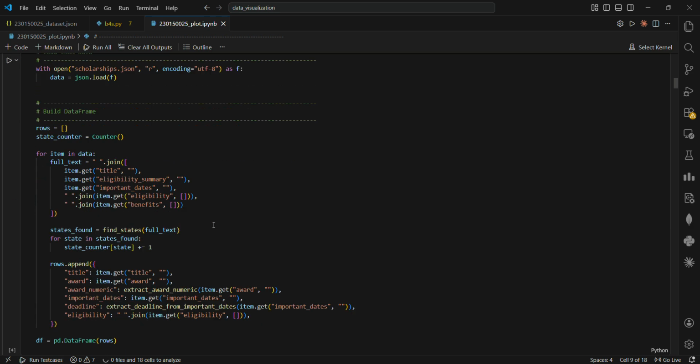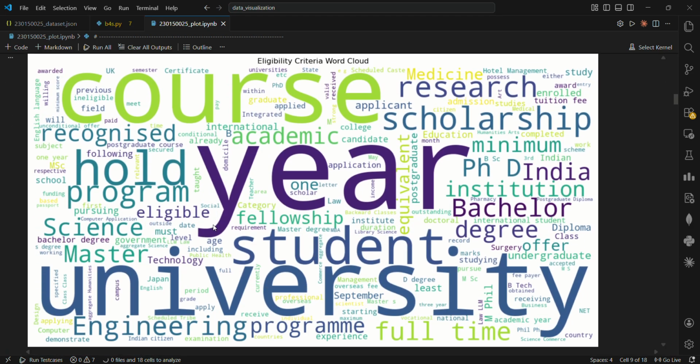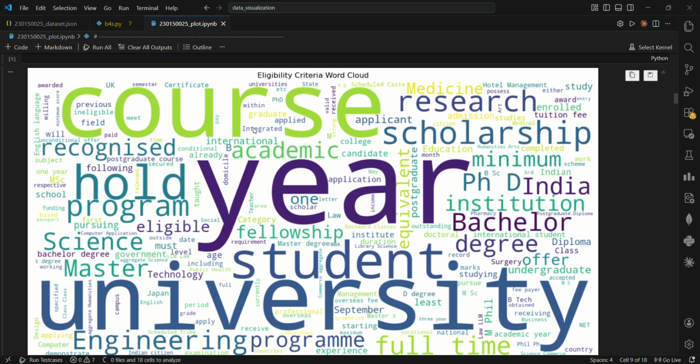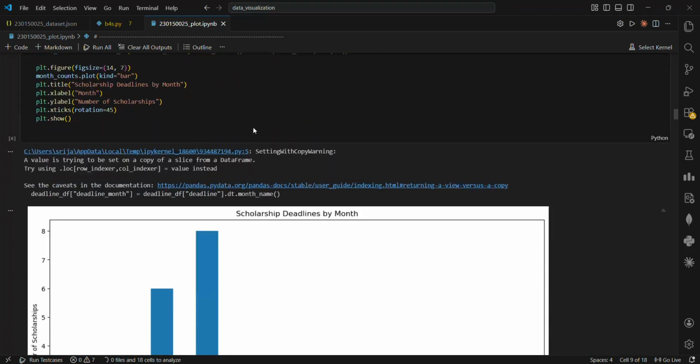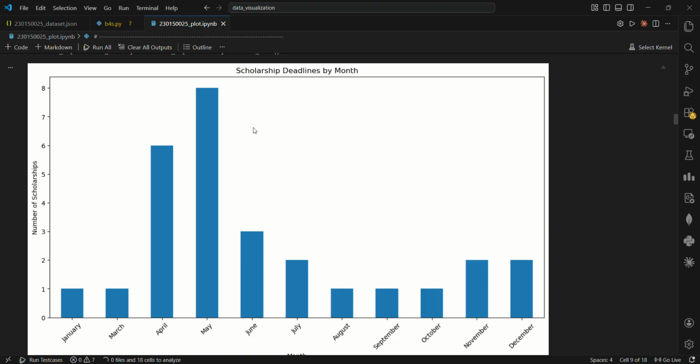First visualization is very simple. It just tells us the frequency of each word in the eligibility criteria of our scholarships. Our second visualization sorts the deadline date by months. Since we scraped the data in the month of April, most of the scholarships had deadline in the month of May.